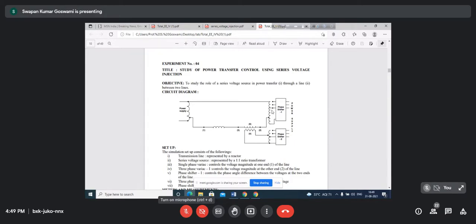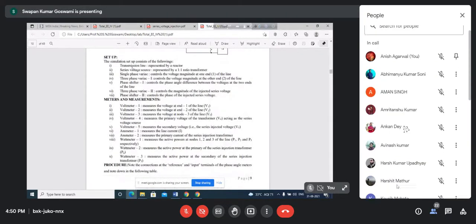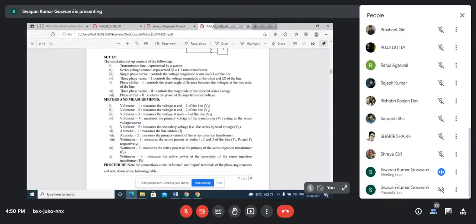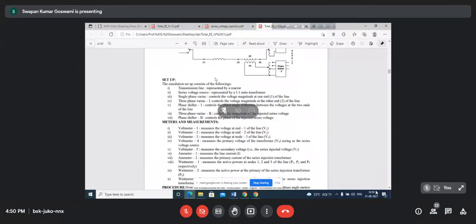Through this arrangement, UPFC and IPFC basically use this concept, using power electronic devices. We are implementing it using this transformer along with the phase shifter. Now, what equipment is necessary in the transmission line? In the laboratory, the transmission line is represented by a reactor. That reactor is shown here between 1 and 3.